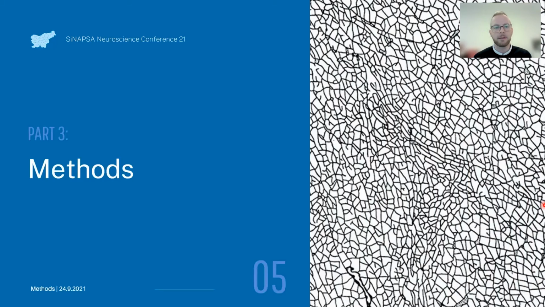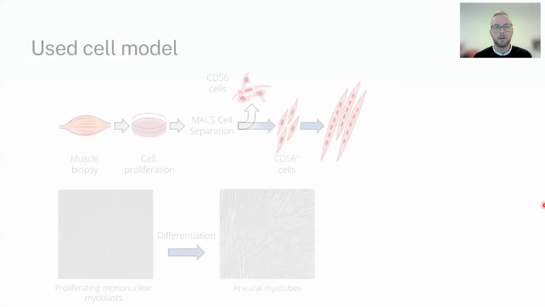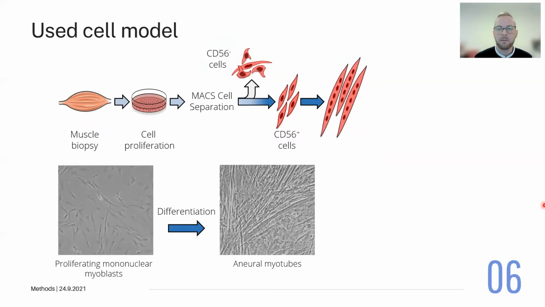So what were the methods used in our study? Normally, skeletal muscle research in vitro in the laboratory is done on aneural, non-innervated mononuclear myoblasts or CD56 positive cells. These can then be differentiated into multinucleated myotubes, but these are not innervated, they do not contract, and they normally do not express a striated pattern.